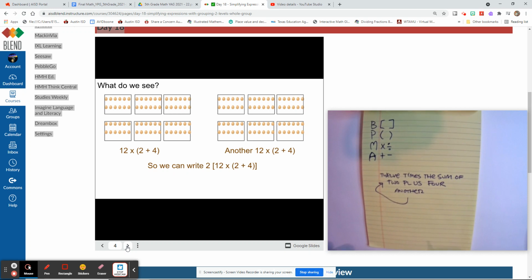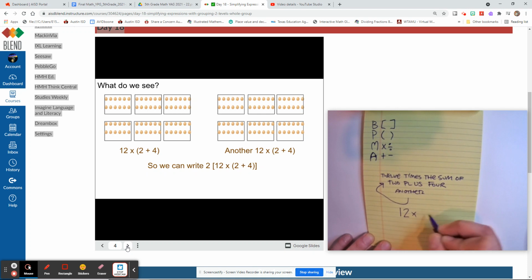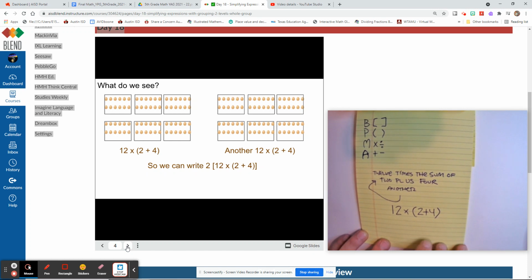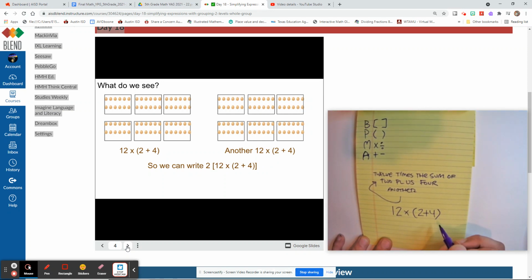So instead of writing the same expression twice, we could just do the same thing as before. Our expression is 12 times the sum of 2 plus 4. Now we already have one set of grouping symbols. But what if I want to say, just like the last time, 2 of these? Do we have another grouping symbol we might be able to use?